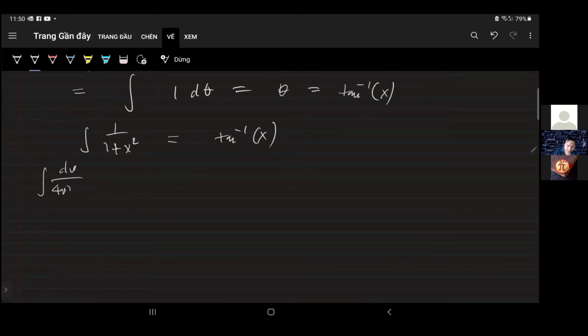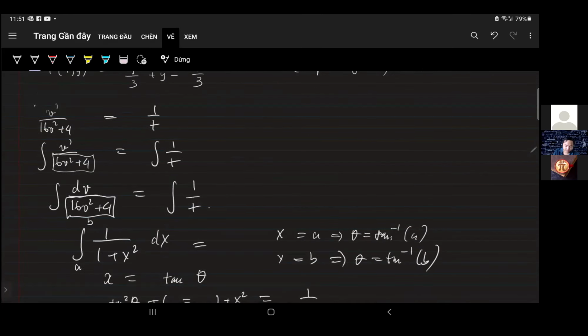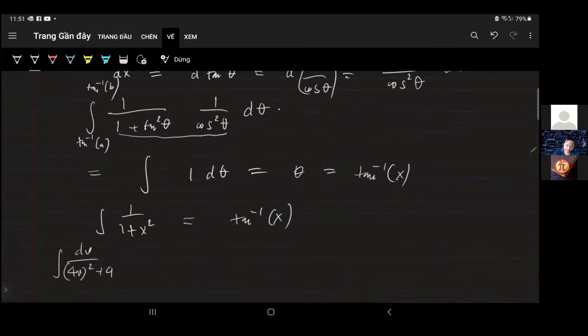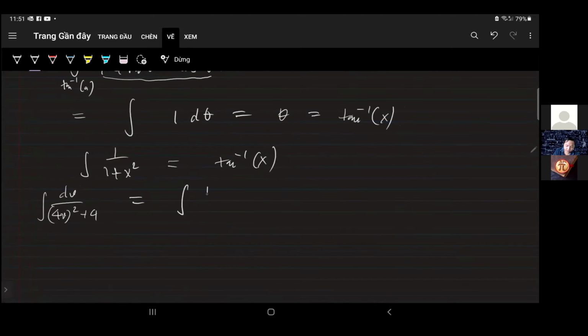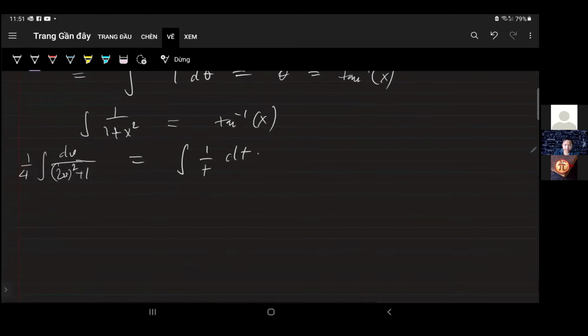We have 4v squared plus 4, right? So that equals the integral of 1 over t dt, okay. And maybe I write this 4v squared now as 2v squared plus 1. And then I pull 1/4 out, right? Okay, so now I can change a variable.